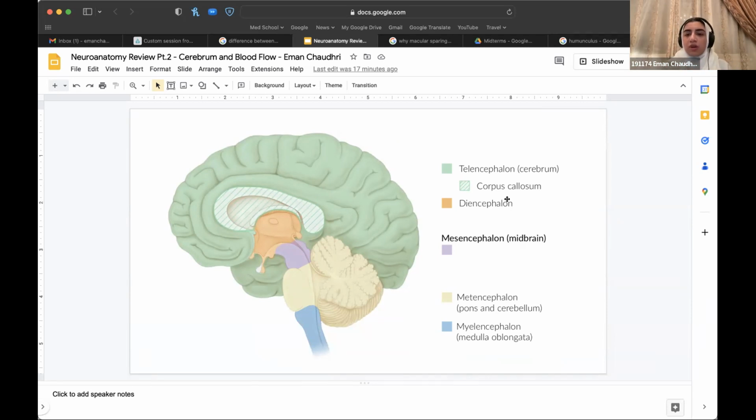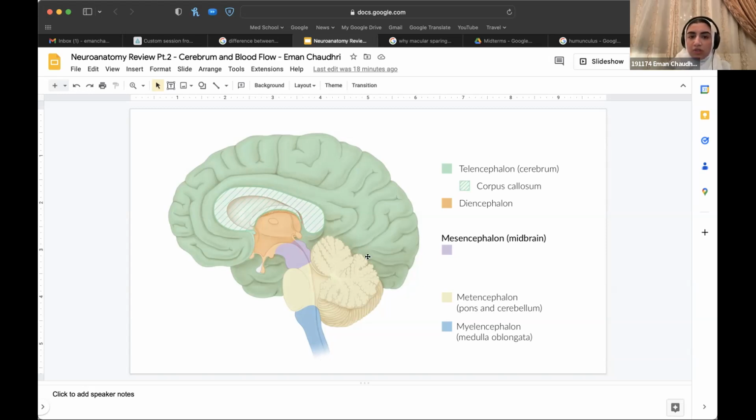So the telencephalon gives you the cerebrum. This is the corpus callosum over here. The diencephalon will give you your third ventricle, and then the midbrain will come from the mesencephalon. The metencephalon over here will give you your pons and cerebellum, and the myelencephalon will give you your medulla oblongata, okay, or just the medulla.